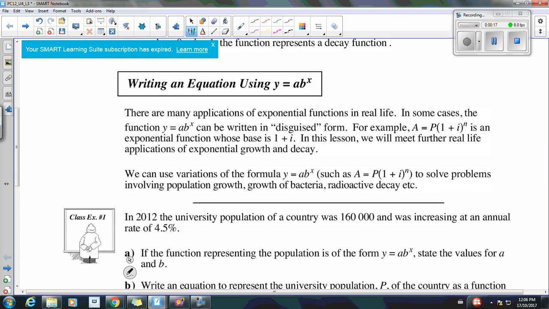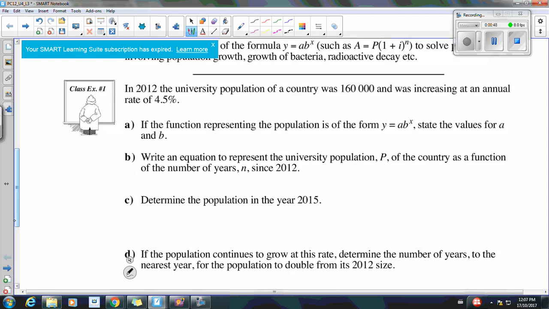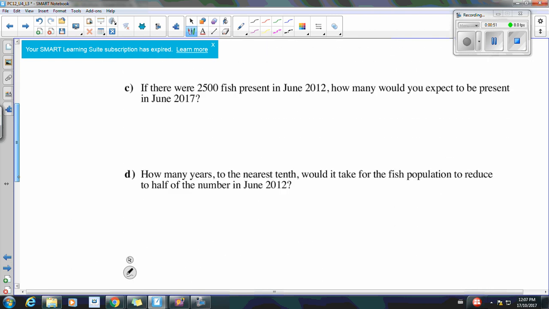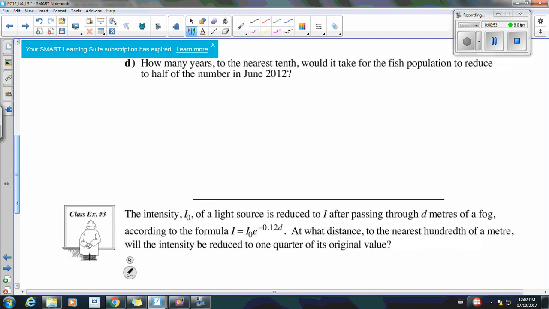So looking at example 1, there are many applications of exponential functions in real life. In most cases, the function y equals ab to the x can be written in some form. With interest, we change it to be 1 plus i, and something very similar is going to happen here. We're going to make a couple changes, but these ones are a little bit more obvious, I think, than the interest ones. We talked about this at the very beginning of looking at exponential functions: your initial value times the rate to the power of x. So we're actually going to skip ahead.